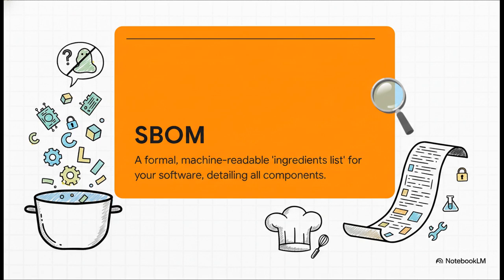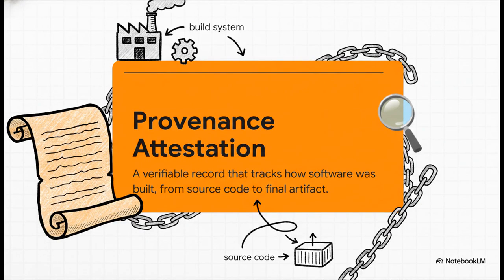No more mystery meat. Next up is provenance. So if the SBOM is the ingredients list, think of provenance as the image's verifiable birth certificate. It records exactly how the image was built, what source code went into it, which build system created it. It's a tamper-proof history of where that artifact came from.